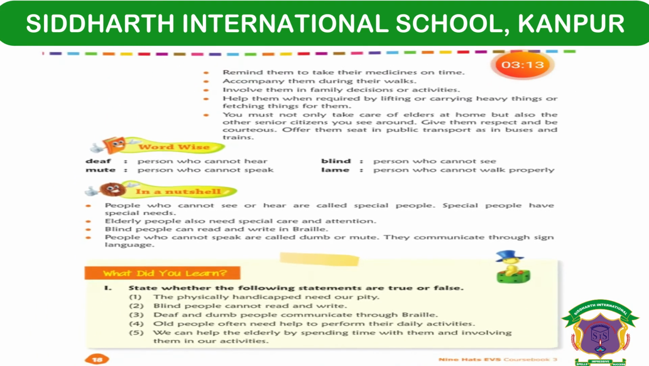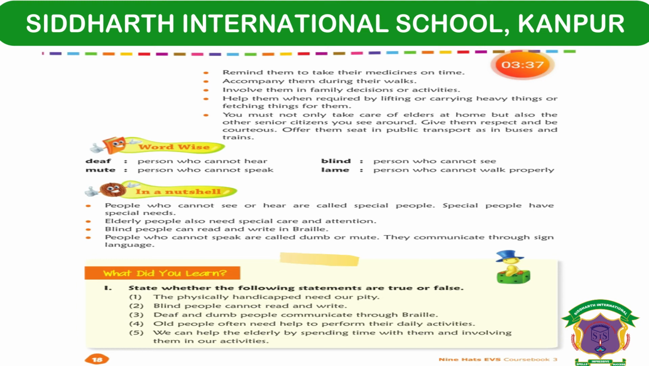So let's summarize the chapter, children. It is people who cannot see or hear are called special people. What are they called? They are called special people. And why? That thing also I told you in your very first session, because they have their special needs.